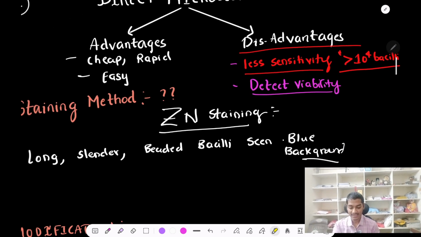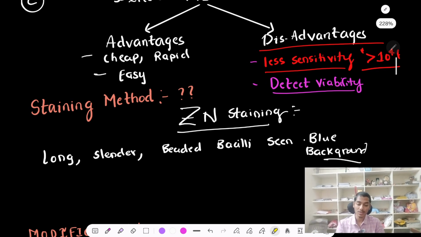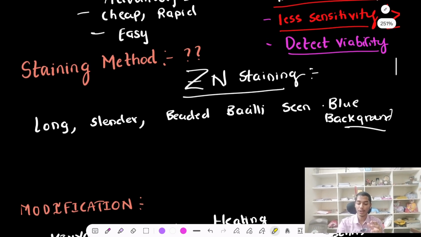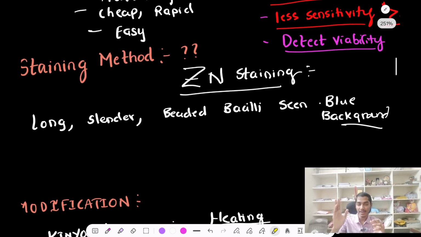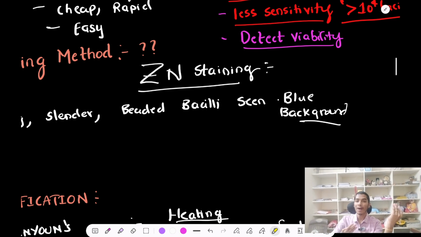And now we have the ZN staining. What is the staining method used? Yes, that is the ZN staining that we are very fond of. So in the ZN staining, what is the interpretation? You will see long, slender, beaded, acid-fast bacilli in the blue background. That is, red colored bacilli in the blue background. That is the interpretation that we learned in the practical aspects of microbiology also.